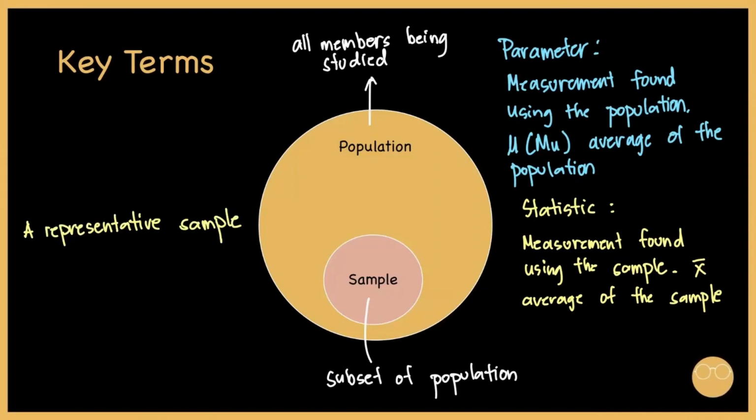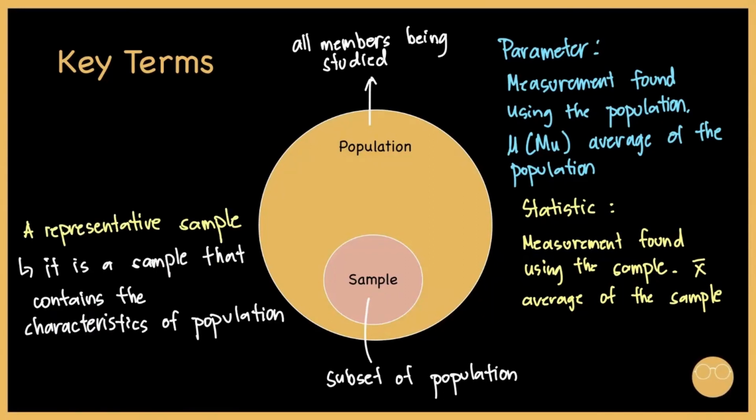A representative sample is a sample that contains the characteristics of the population. We are interested in both the sample statistics and the population parameter in inferential statistics. Later on, we are going to use the sample statistic to test the validity of the established population parameter.